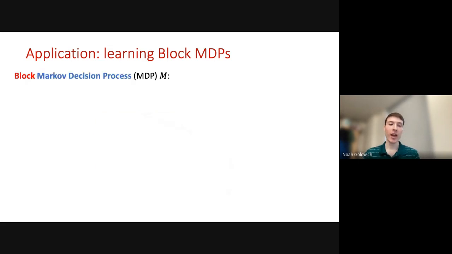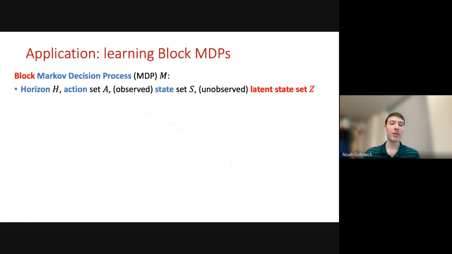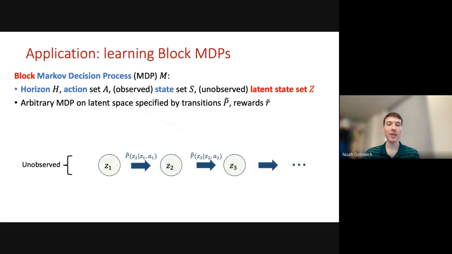And to model this type of challenge, people have used the notion of block Markov decision processes, or block MDPs. A block MDP is similar to an MDP in that it has a horizon capital H, an action set A, and an observed state set S. But there's also an unobserved latent state set Z. And this forms the main difference with MDPs. So on the latent state space, a block MDP has an arbitrary MDP structure. And this is specified by some transition kernel tilde-p, as well as some rewards tilde-r.